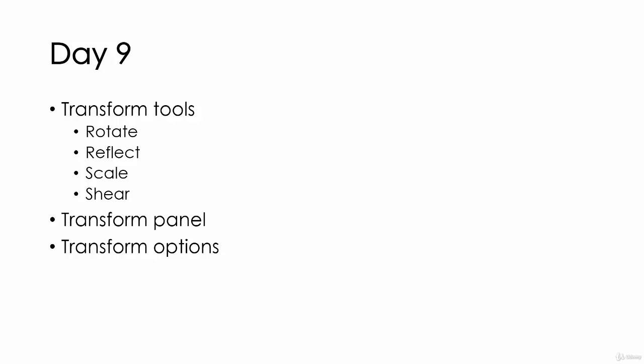And then after that we will learn about the transform panel and how we can make changes in our shape using the transform panel. And after that we are going to see the transform options which we have, like all the options we get for separate rotation, reflection, scale and shear. And there are some other options also which we are going to see today. So let's quickly jump into Illustrator and let's get started.